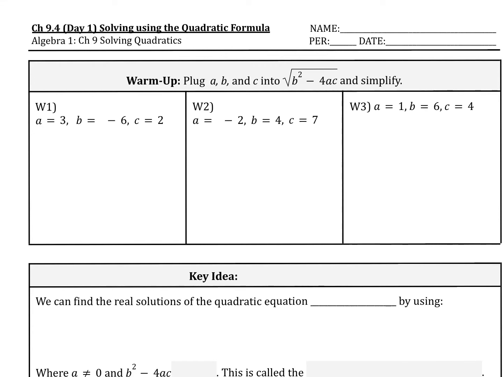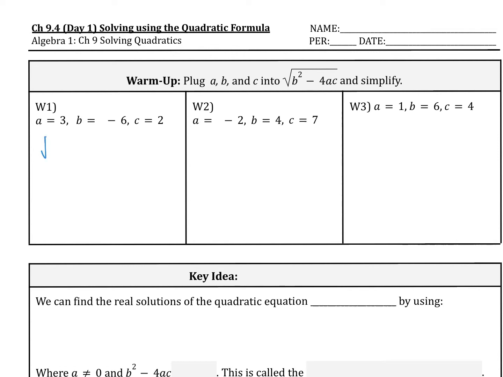Chapter 9.4, Day 1, Solving using the quadratic formula. Warm up. Plug a, b, and c into this formula, the square root of b squared minus 4ac, and simplify. Warm up problem number 1.